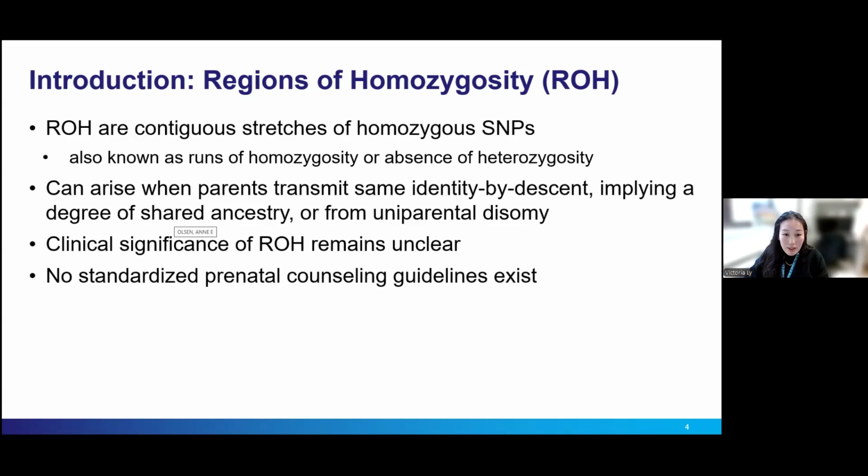This is especially relevant given that approximately 8 to 10% of pregnancies occur in consanguineous partnerships, which are customary in some cultural and geographic populations. Currently, there are no standardized guidelines for counseling pregnant patients when ROH are identified, creating uncertainty for both clinicians and families.